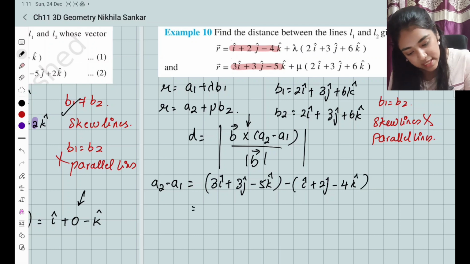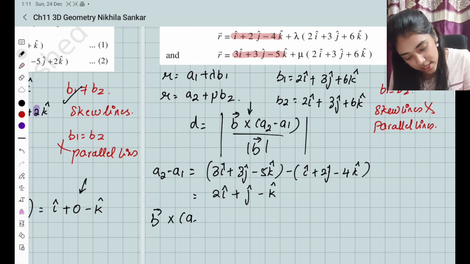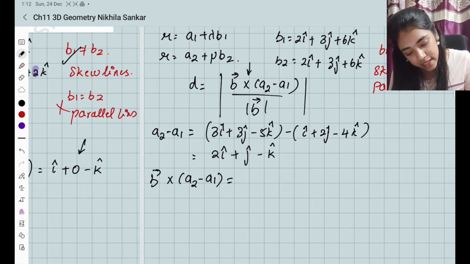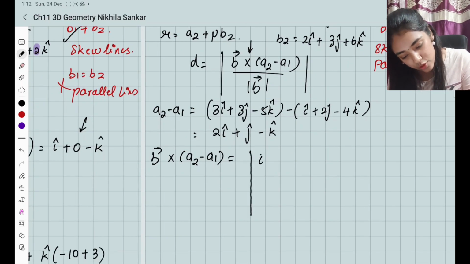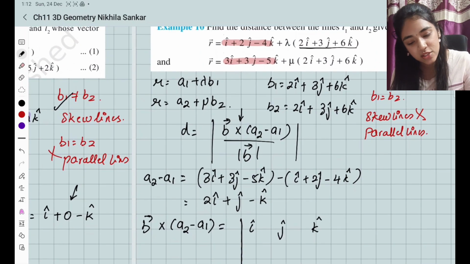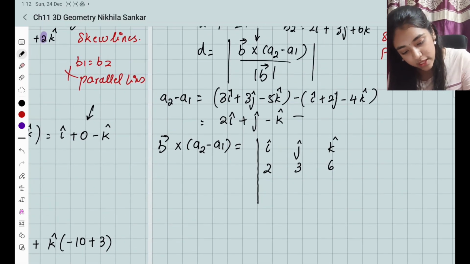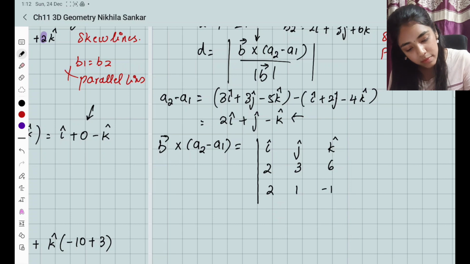So when I subtract this, 3 minus 1 is going to be 2i cap plus 3 minus 2. So plus j cap minus 5 plus 4. So minus k cap. So a2 minus a1 கண்டுபிடிச்சாச்சு. இப்போ b cross a2 minus a1 எடுக்கணும் இல்லையா? So b cross a2 minus a1 equals the determinant of first row i, j, k. Second row b vector. b vector என்ன? It is going to be this 2i 3j 6 இல்லையா? So 2 3 6. a2 minus a1 என்ன வந்தது இங்க? 2 1 and minus 1.